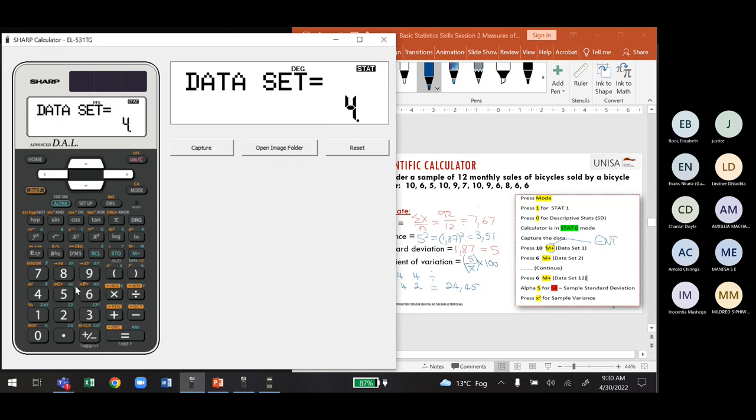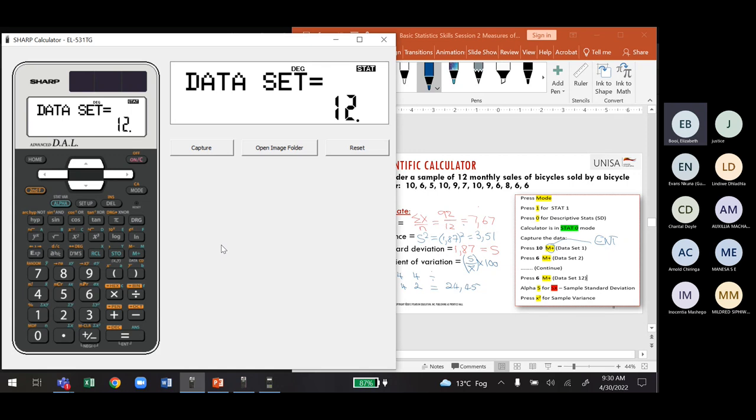M plus. 5. And then 9, M plus. 7, M plus. 10, M plus. 9, M plus, 6, M plus, 8, M plus, 6, M plus, 6, M plus. Then I have 12 data sets.